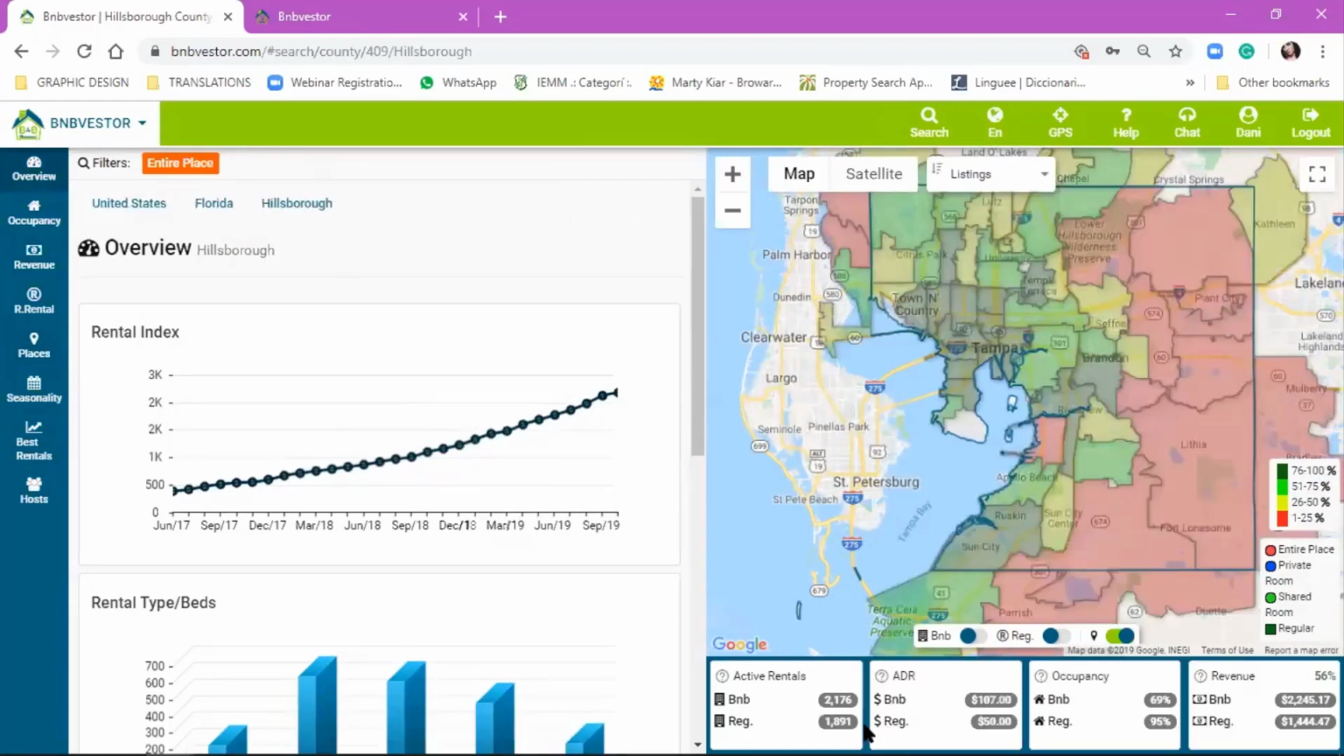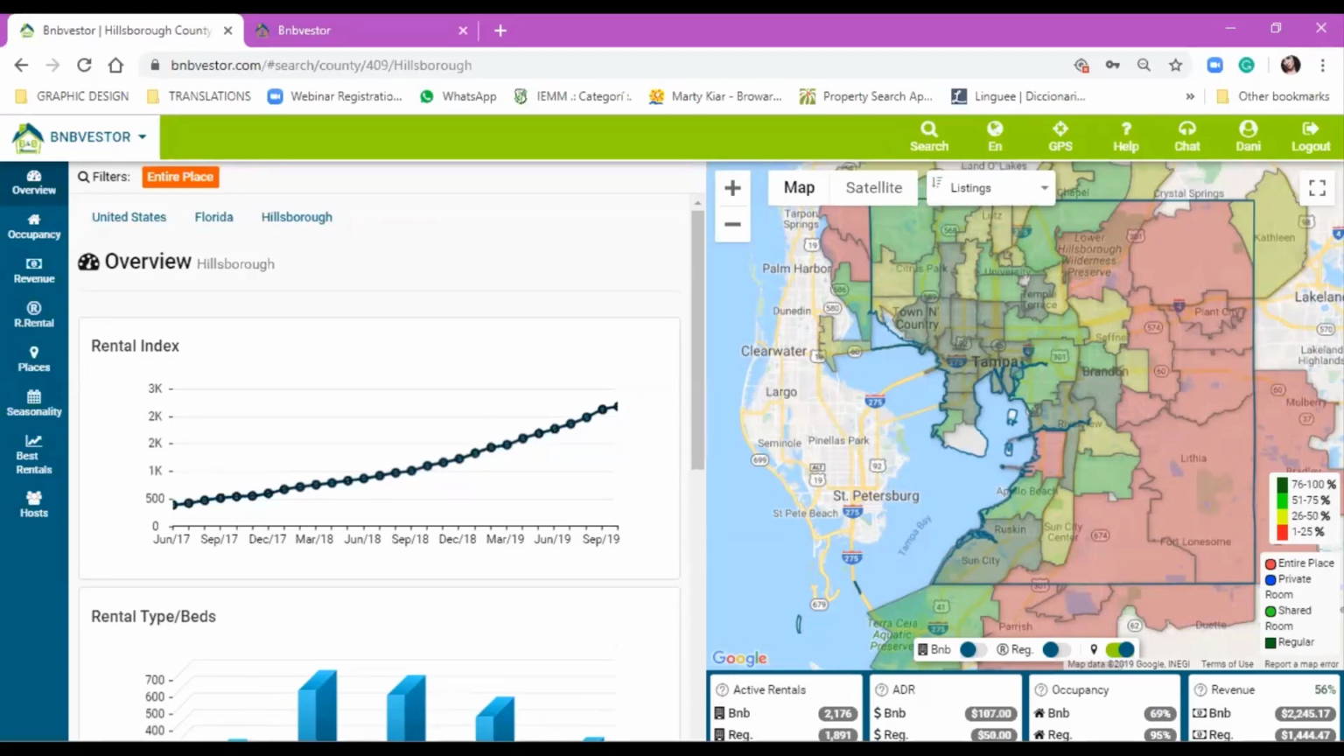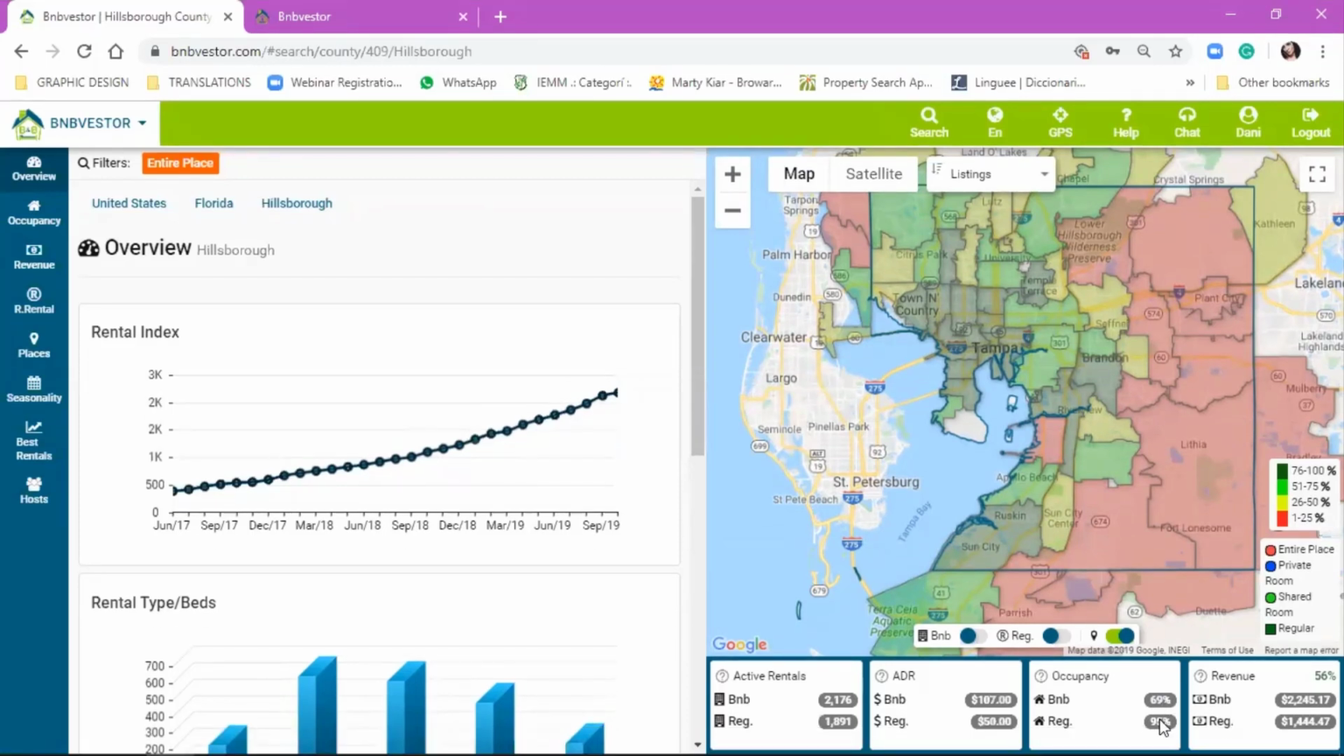Okay, so here we have 2,176,000 Airbnb listings, and then regular listings, almost half of it, 1,891, with an average daily rate of $107 and a regular rental of $50, an occupancy rate of 69%, and remember, the regular rental is always going to maintain their occupancy rate, okay? And then we have revenue with the Airbnb listings with $2,245, and then regular rental with the revenue of 1,444, okay? And then an additional revenue of 56%.